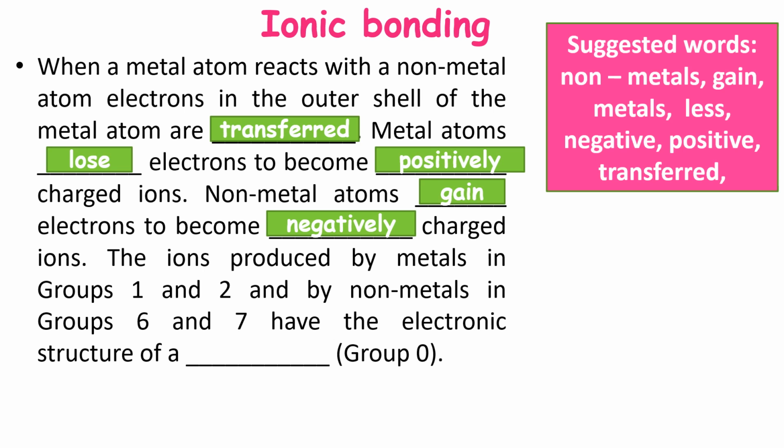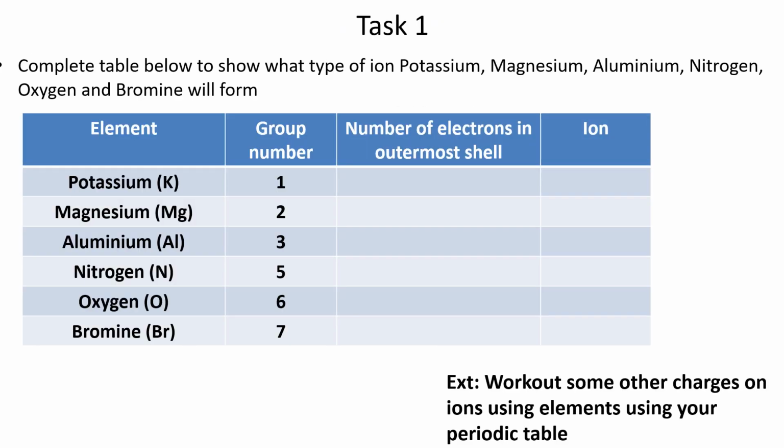So that's kind of me going off on a tangent here, but let's go back to this gap fill. So all of them are basically trying to get to the electronic structure of a group zero, which is called your noble gas. Okay, they're all trying to become like the noble gases and be full on their outer shells. Right, so group number tells you the number of electrons in the outermost shell. So potassium is in group one, so it's got one electron in the outermost shell. Magnesium's in group two, so it's going to have 2 electrons in the outermost shell, so they're all going to be the same. The group number, which is your vertical column, tells you the number of electrons in your outermost shell.